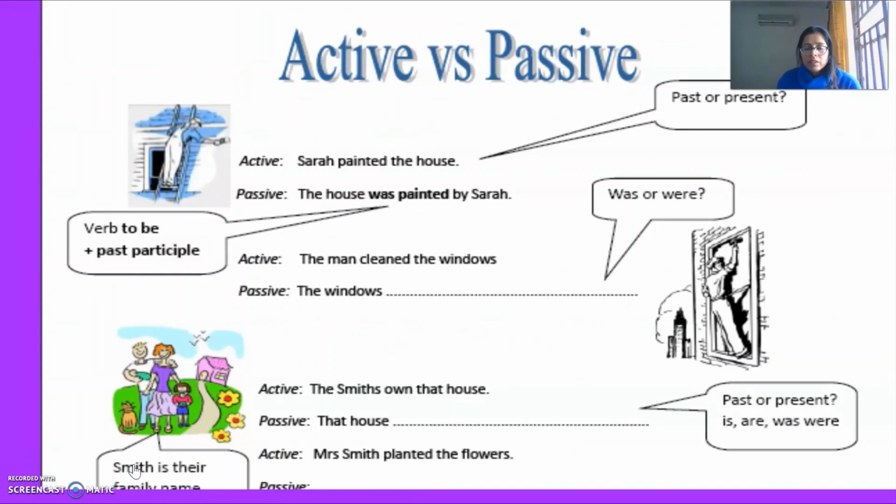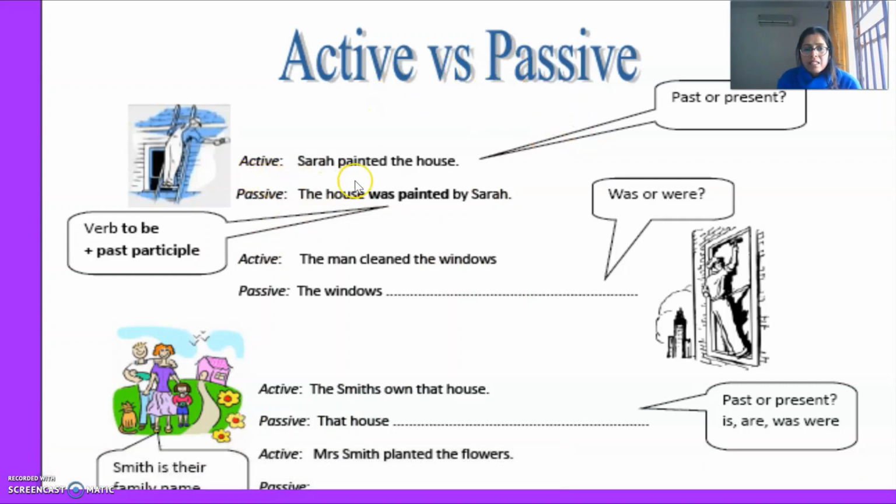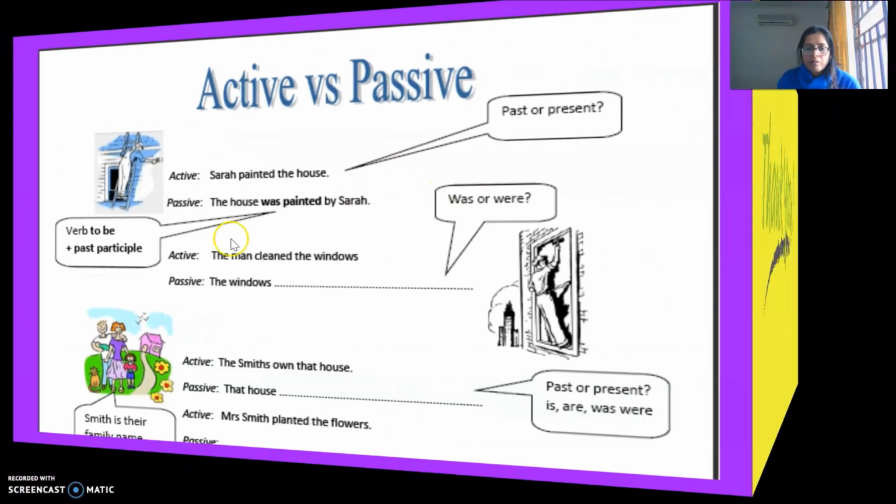Now one exercise. Let's do this exercise together. Active versus passive. Active form. Sarah painted the house. So first you have to identify the tense of the sentence. Since here verb 2 has been used, this sentence is of simple past. Okay, so this is a past sentence.